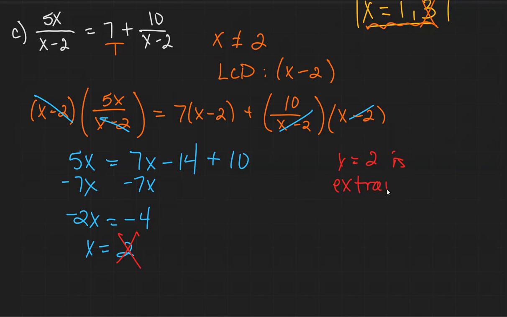I want you to write that on your paper every time you come across an extraneous solution, just so you can keep track of what the extraneous solutions are, right? We found an answer, but we can't use it because we get division by 0. So then what's the answer here? There is no real solution.